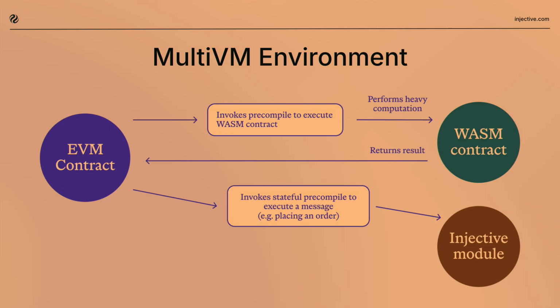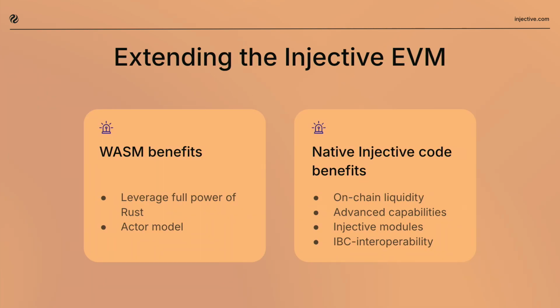And then you can interact with the native code that exists on Injective, such as, for example, through a precompiled contract, you can place an order on the Injective exchange module. So this is just a quick example that gives you a sense of what new types of design spaces can exist in this multi-VM environment.